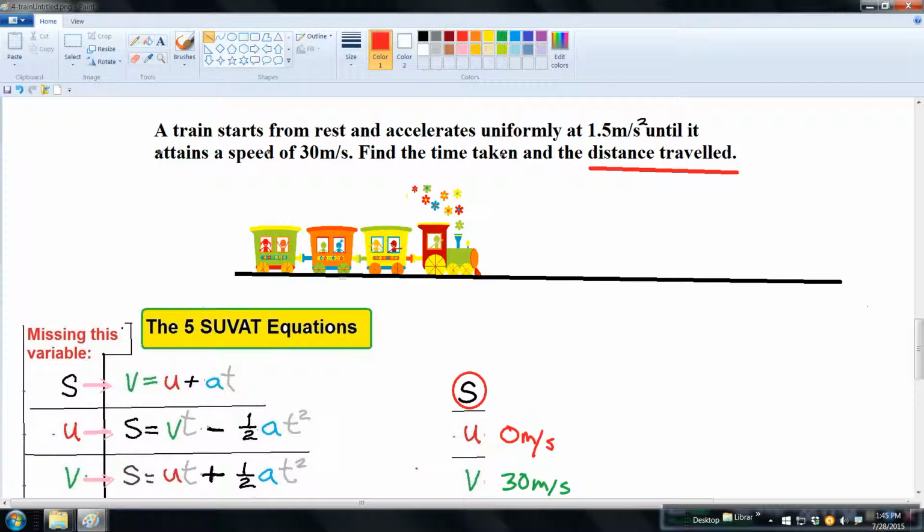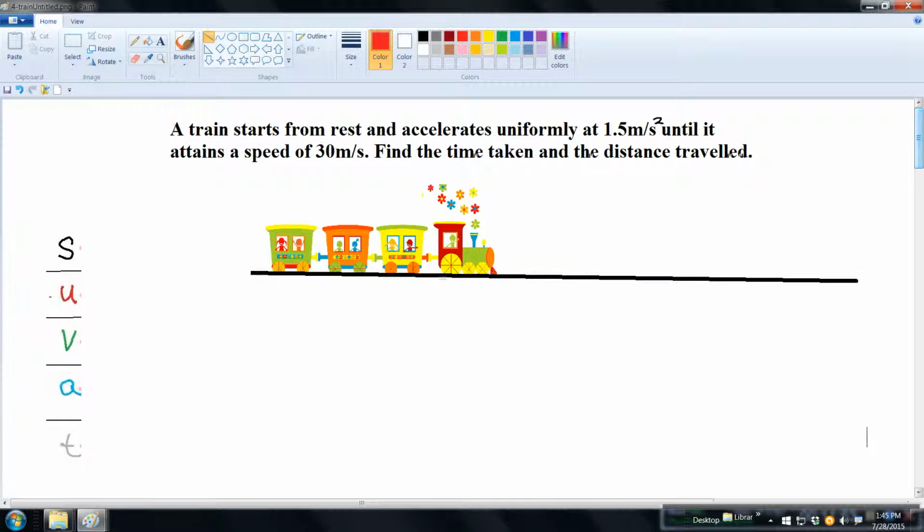It's a choo-choo train, and it starts from rest and accelerates uniformly at 1.5 meters per second squared until it attains a speed of 30 meters per second. And we want to find the time taken for the distance. Oh, wait a minute, my bad. I'm off. I apologize. We'll start here.